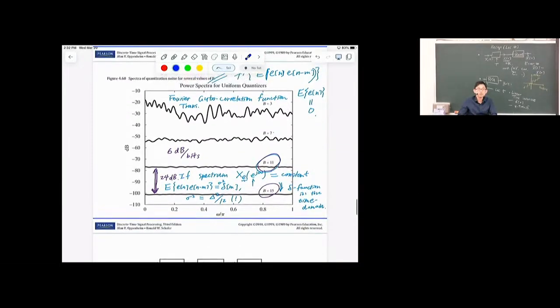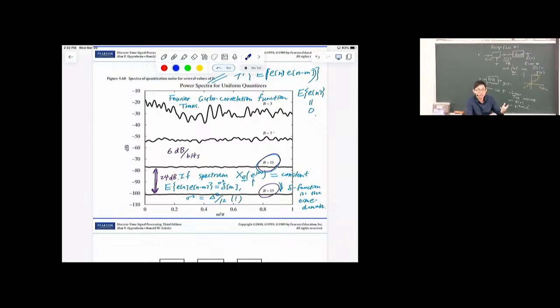Any comment before we move on? Anyway, now you can work on homework number 2. Homework number 2 has a MATLAB experiment for you to run. We'll be able to look at the noise distribution and examine if the quantization noise is uncorrelated with the signal and so on. And we can calculate the noise power and listen to it.